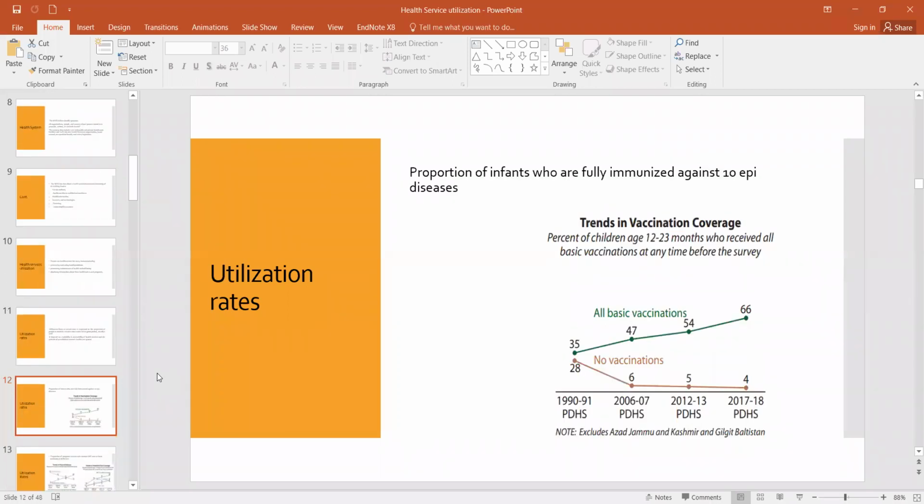How do we describe these utilization rates? For example, the proportion of infants who are fully immunized against 10 EPI diseases, and the trend in vaccination coverage has remarkably increased. According to the Pakistan Demographic and Health Survey, in 1991 the vaccination coverage was only 35%, and now, according to the 2017-18 PDHS survey, it has remarkably increased to almost 66%.